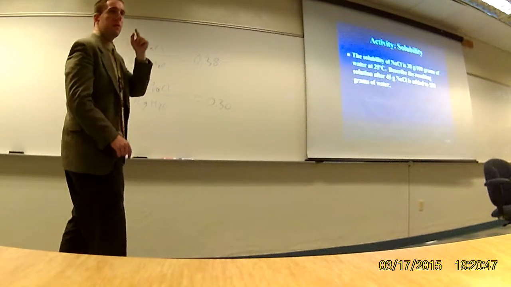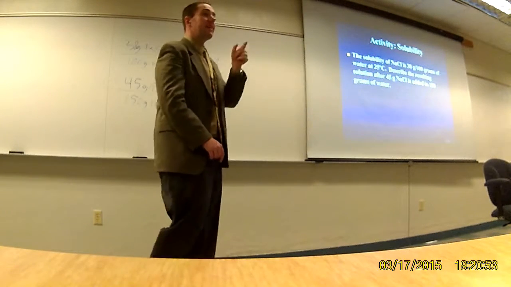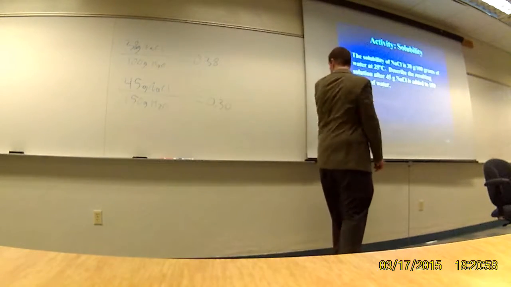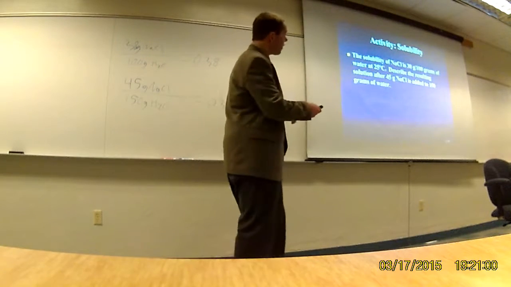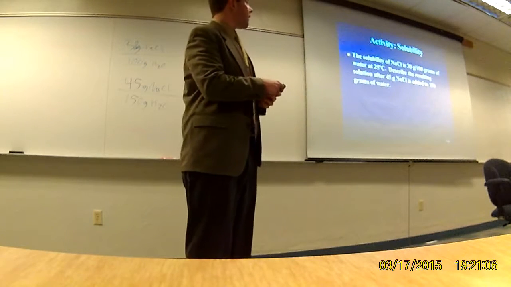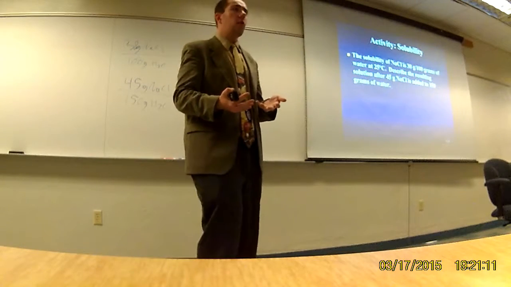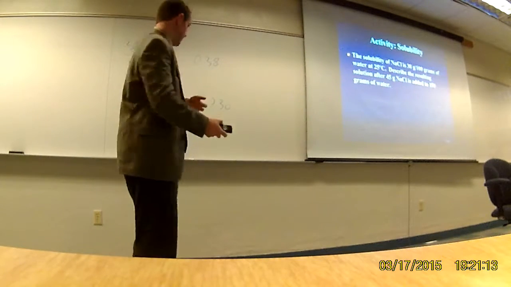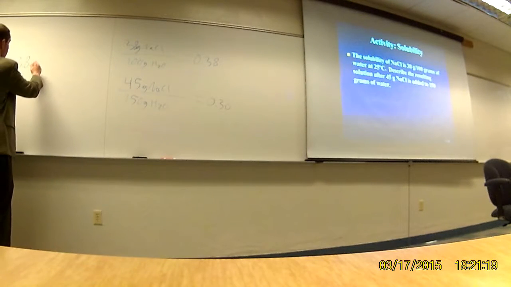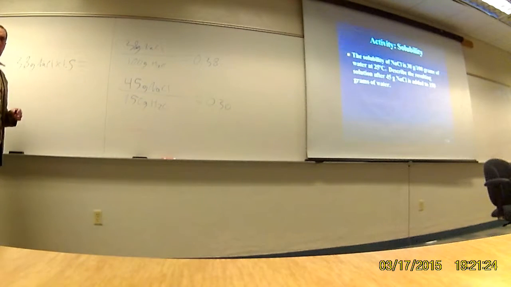Does anyone else see this differently? I just multiplied it by 1.5. That's how my mind works here. I say this tells me in 100 grams of water I can dissolve 38 grams. Here I have 150 grams of water, which is 1.5 times as much, which means I can dissolve 1.5 times as much salt. So I would take 38 grams of salt times 1.5 equals what?